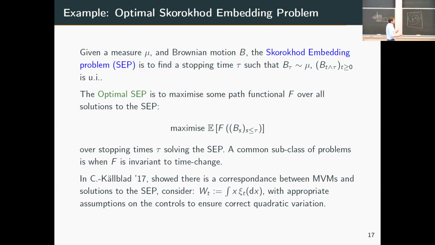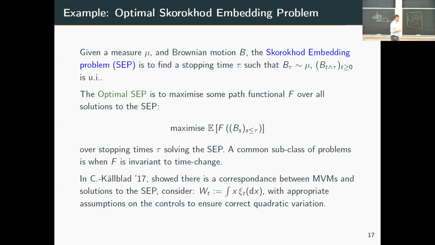In fact, you want to do it in a way that optimizes some function f of maybe the path. So it could be the stopping time, or maybe the square of the stopping time. It could be the maximum of the process B. All these sorts of things are different examples.